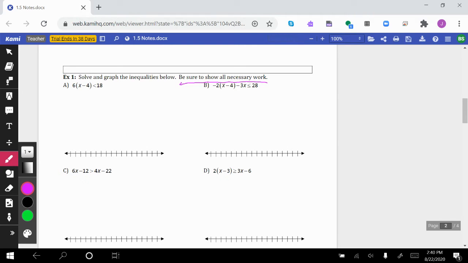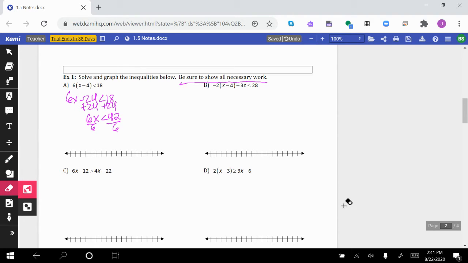Okay, so first we need to distribute. So we get 6x minus 24 is less than 18. We're going to add 24 to both sides, so we get 6x is less than 42. And if I'm going too fast, just hit pause so that you can kind of control the pace. Remember, that's a great thing about Edpuzzle notes. And we end up, after we divide by 6, we end up with x is less than 7.